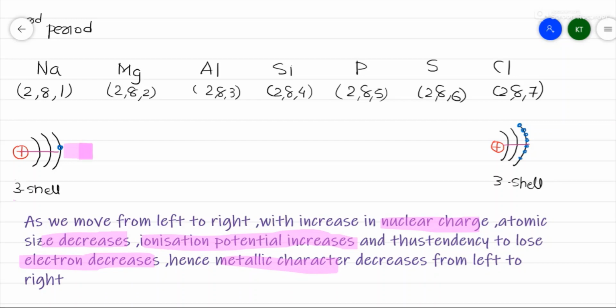So sodium, which is present here, will be more metallic because of its large atomic size, and chlorine will be less or least metallic because of smaller size.